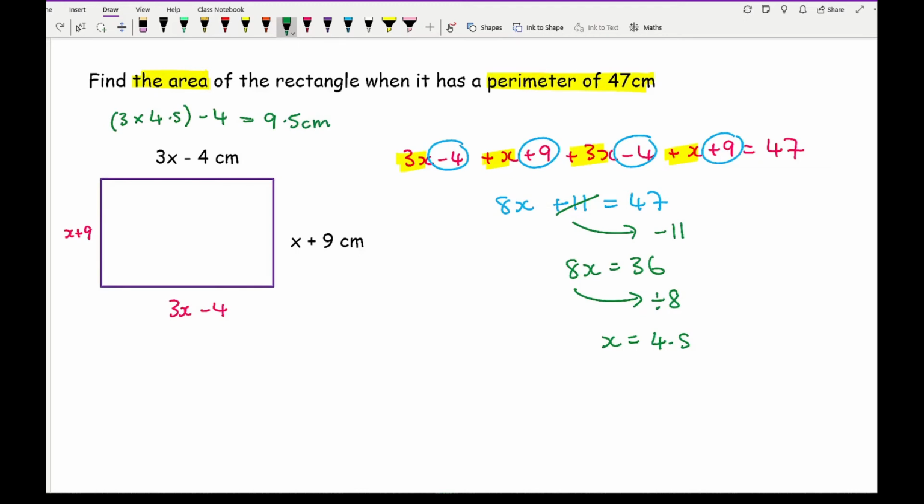And if I do the same with this one, so I'm going to do 9 plus 4.5, well actually let's do 4.5 plus 9. Not that it makes a difference, but it's going to make it easy for you to understand what I'm doing. Plus 9, and that's going to be 13.5 centimeters. So the dimensions of this rectangle are going to be those two lengths there.